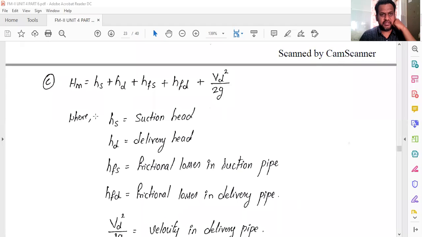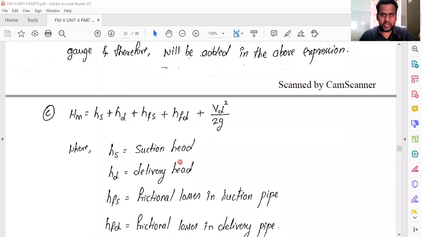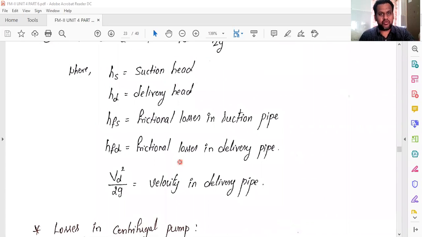Hope continues, okay. So what you have to do is, one second. Okay, so that is about what I can say is the manometric head, okay. So now that is about the heads in the pump.